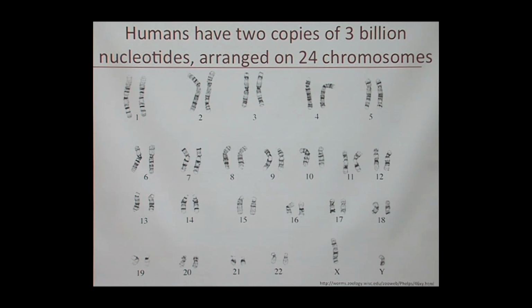Those 6 billion base pairs are arranged on these. So this chromosome here, for example, has 250 million. And they are numbered simply by their size. You see the smallest is number 22, and the largest is number 1.